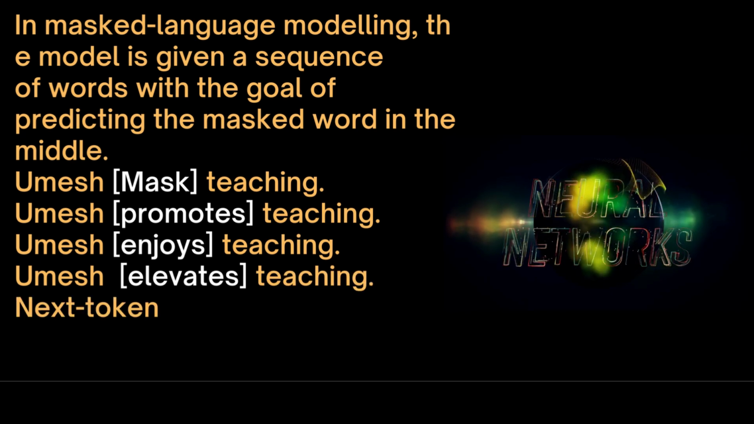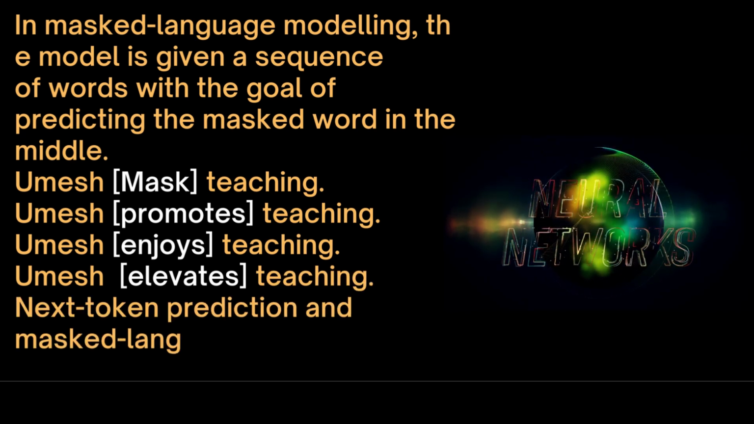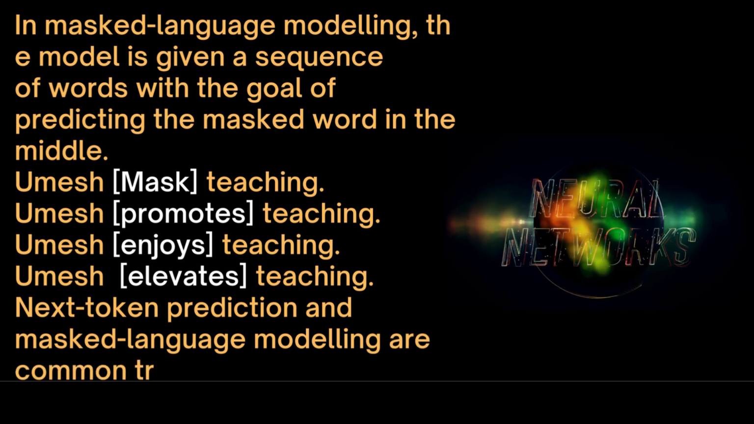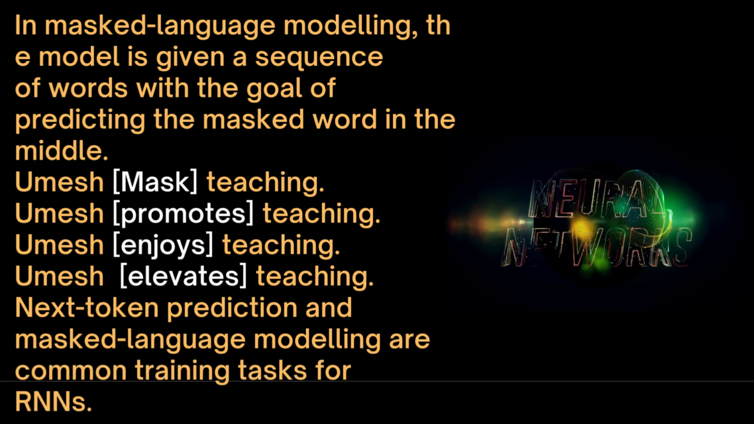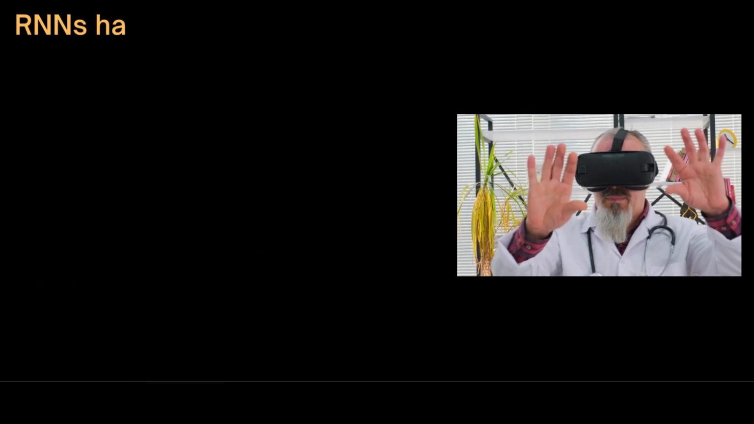So next token prediction and masked language modeling are common training tasks for RNNs. So given a text, it can predict the next word or the masked word.